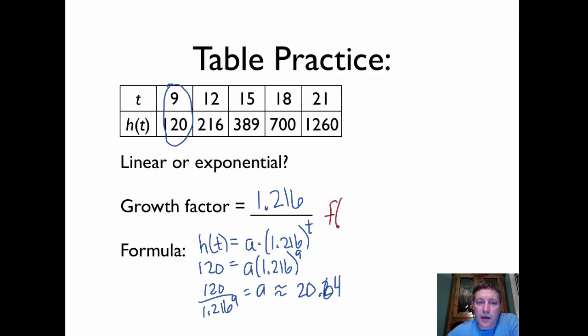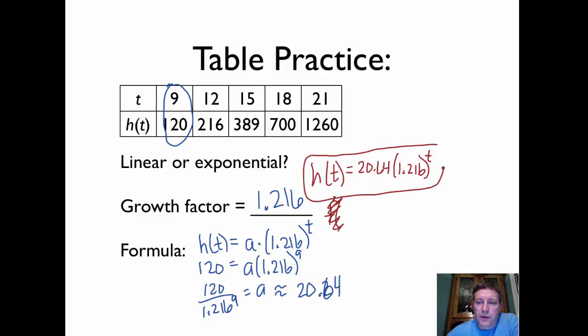h of t equals my initial amount, 20.64, times 1.216 to the t power. There's the formula for this table.